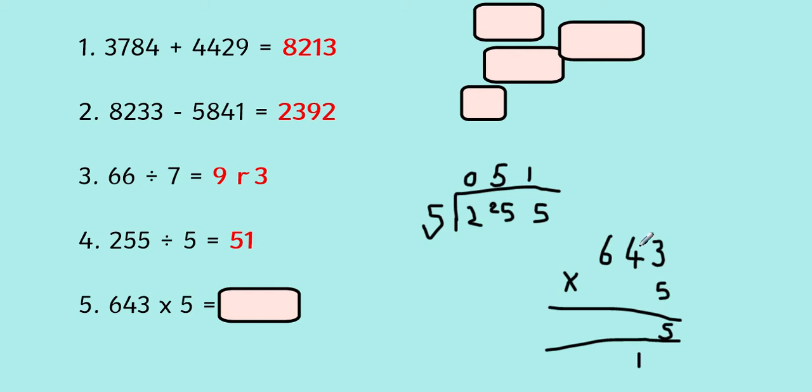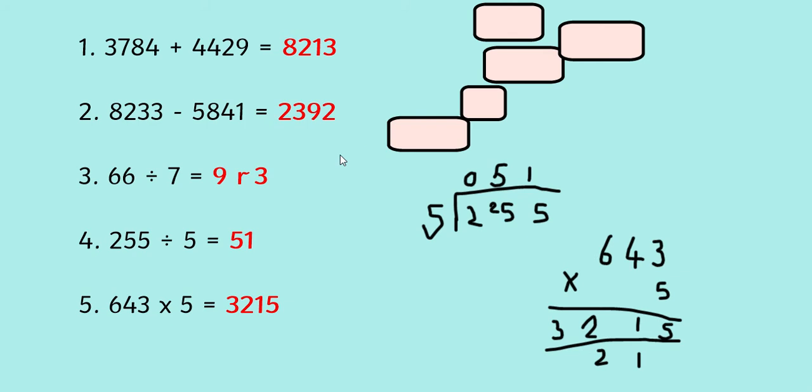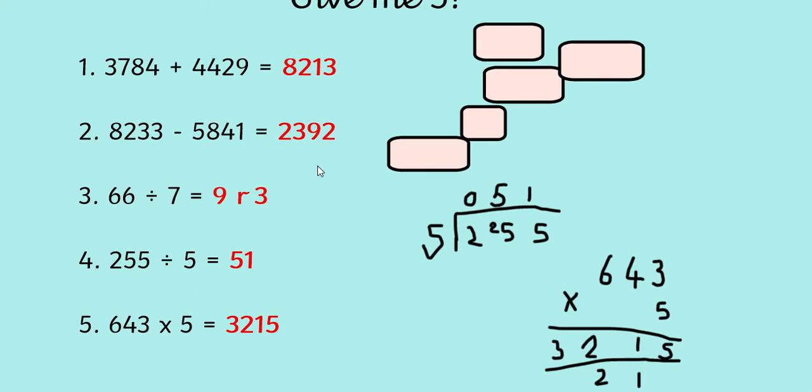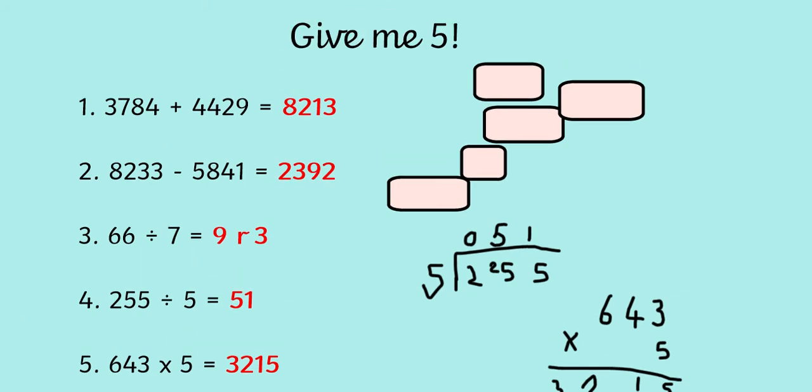5 times 4, I know that's 20, but I need to add on this 1, so that becomes 21. And then 5 times 6, I know that's 30, and I need to add on my 2, so that becomes 32. So I get my answer 3,215. Well done if you got any of those right. Let's move on to today's lesson.